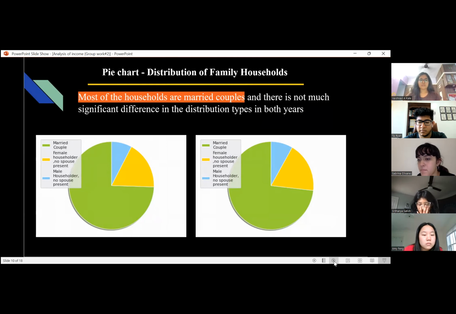So if we look at the pie chart for the household types, we see that most of the households are married couples, and there is not much significant difference in the distribution types in both years. Also, female householders are more than male householders, indicating that women's upliftment and empowerment could be one of the factors. Next slide.